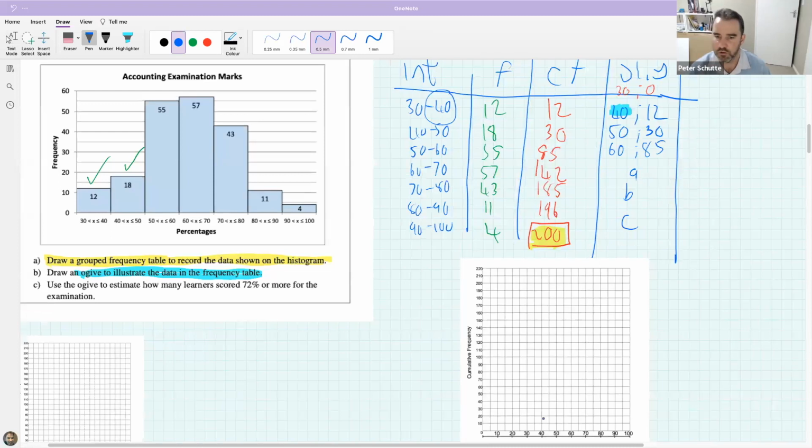So the very first one, you could go 40, 12 first. So there's 40 and there's 12. We know we need a grounding point, which is going to be here. And then we have 50, 30. I want you to complete these points and then begin to put them on your own ogive, and start to draw the curve for yourself.